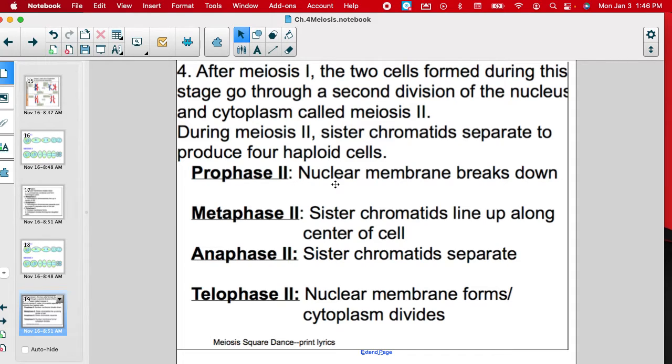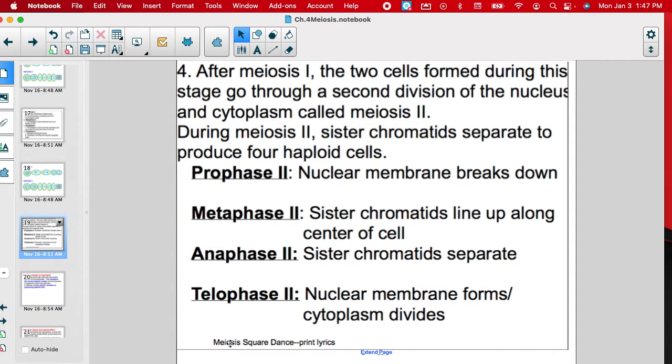So in prophase 2, the nuclear membrane breaks down. In metaphase 2, they line up in the center of the cell. In anaphase, they get pulled away, the sister chromatids separate. And then in telophase 2, the nuclear membrane forms and the cytoplasm divides.